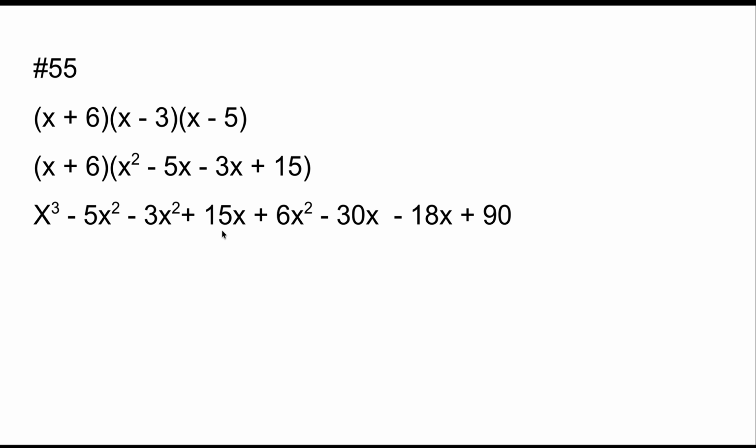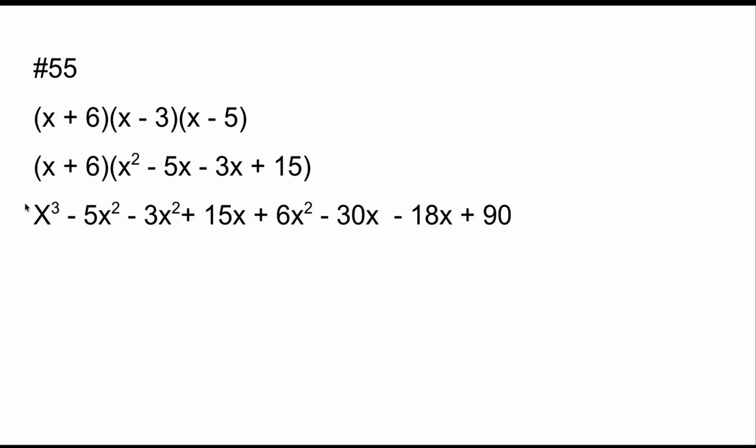Let's repeat with the 6. 6 times x squared, 6x squared. 6 times negative 5x, negative 30x. 6 times negative 3x, negative 18x. 6 times 15, 90. Let's combine our like terms.